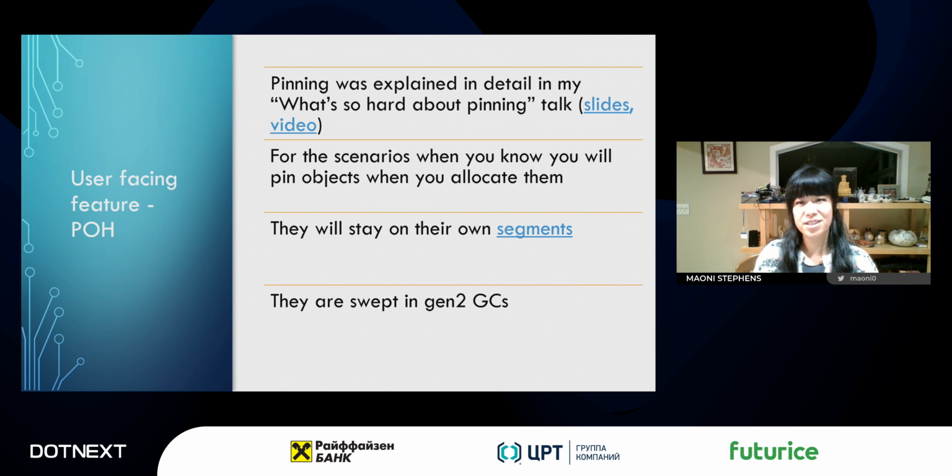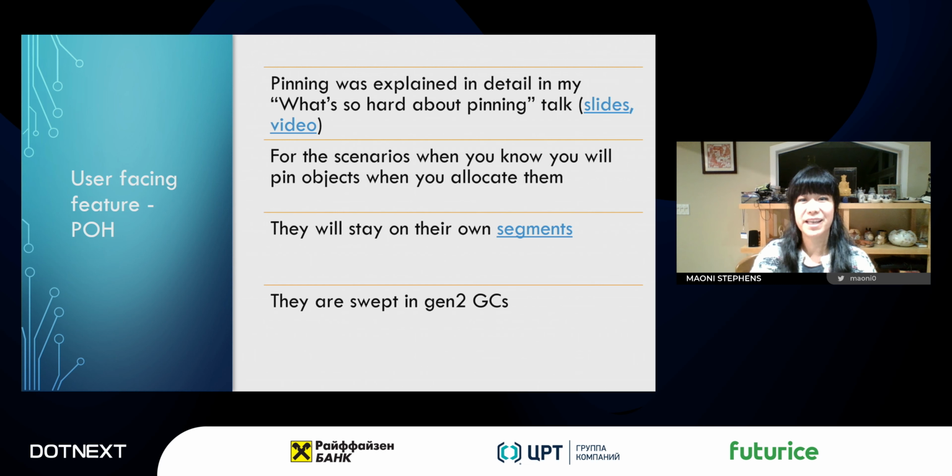So this is for situations where you're going to be pinning objects that you allocate, right? When you're allocating something that you're going to pin, then you can use this feature. If that's not the case, then you can't, because the whole point about having a pinned heap is that you have control of the pinned objects that you allocate. The benefit of this is they will be staying in their own segments, meaning that they will not pollute the rest of the heap.